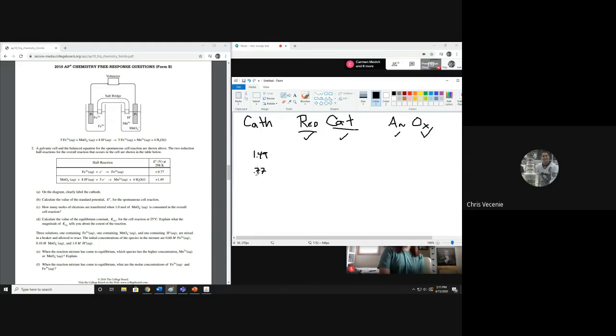Yep. When we flip it, what happens to the 0.77? It's going to turn into a negative. All right. So then we do the math on that, right? So you take your 1.49 minus your 0.77. Looks like we've got a 0.72 voltage. So that's what's going on for letter B there.